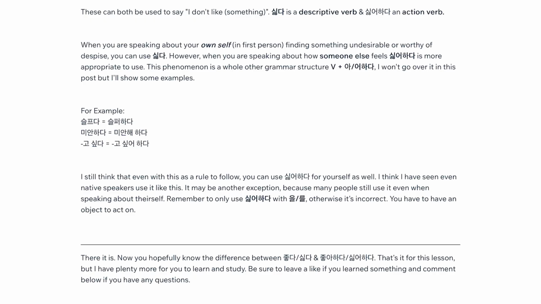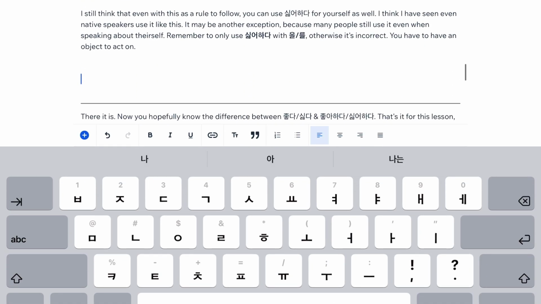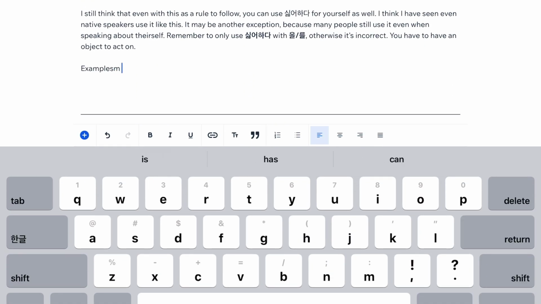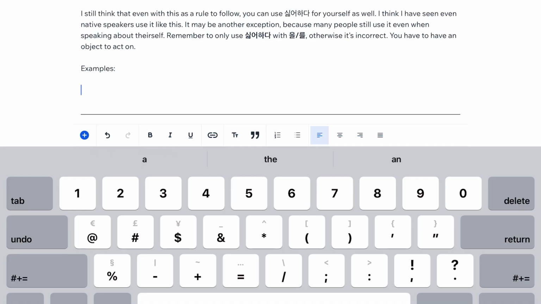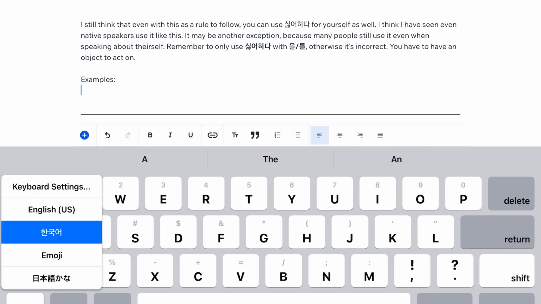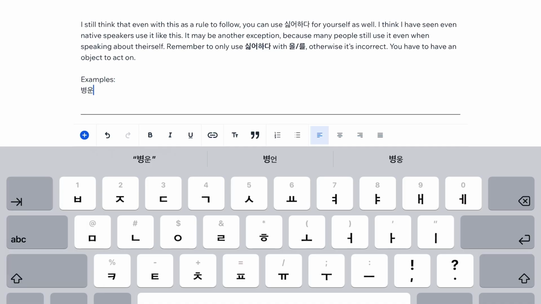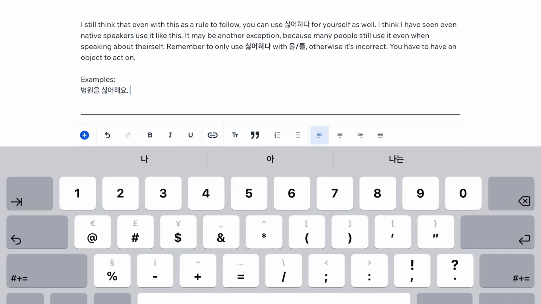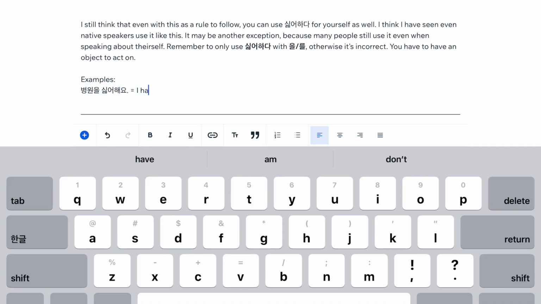So yeah. So when we use 싫어하다, we're using 을/를, right? Let me add some examples down here. What do I hate? I don't really hate much, but I do hate hospitals. Okay, going there. 병원을 싫어해요. Right? Sorry, 싫어해요. I hate hospitals.